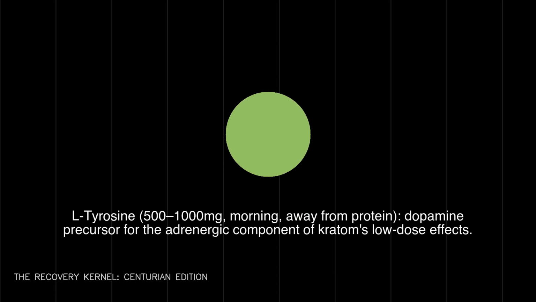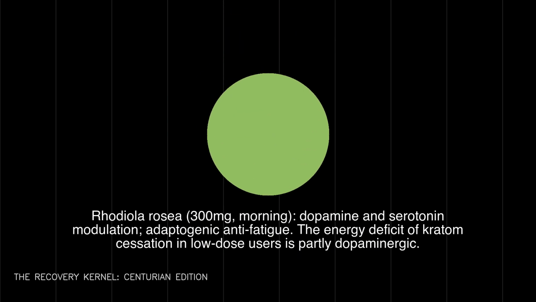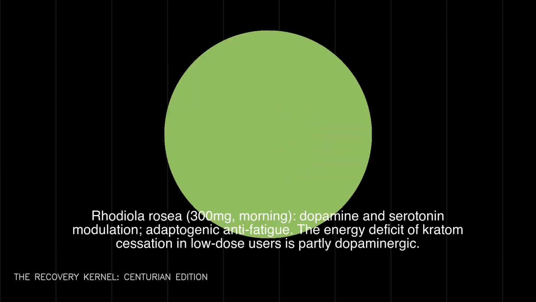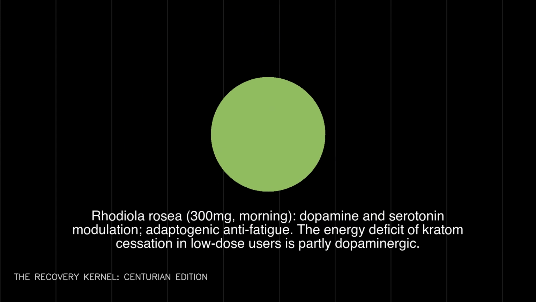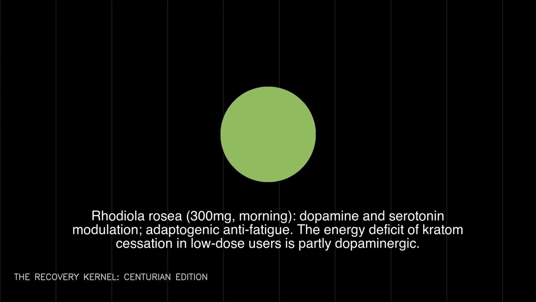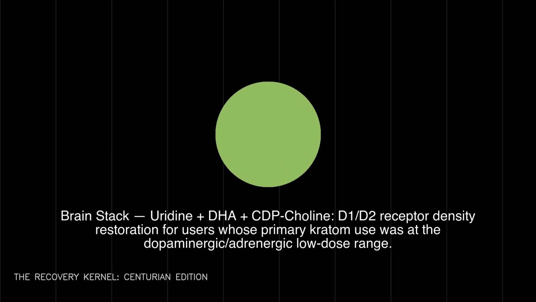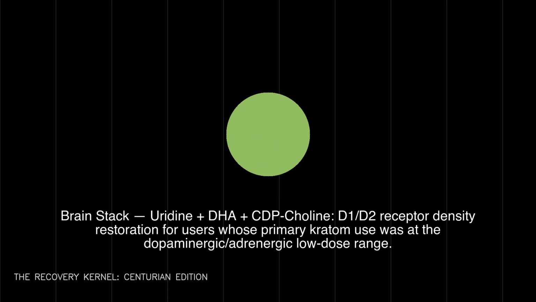Rhodiola rosea, 300 mg, morning, dopamine and serotonin modulation, adaptogenic anti-fatigue. The energy deficit of kratom cessation in low-dose users is partly dopaminergic. Brain stack, uridine plus DHA plus CDP choline, D1/D2 receptor density restoration for users whose primary kratom use was at the dopaminergic/adrenergic low-dose range. 4.4, liver support, kratom-specific priority.